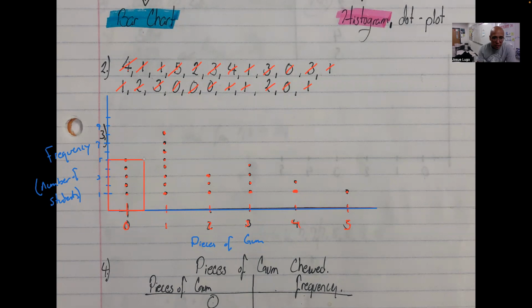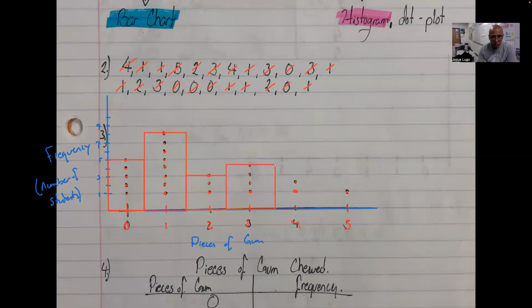How frequently is it for 1 piece of gum being chewed? Well, let me make my bar. Oops, that is not what I want. It goes all the way up to 8. Here is the number 8. What about 2? 2 happens 3 times. Notice that it goes up to the number 3.